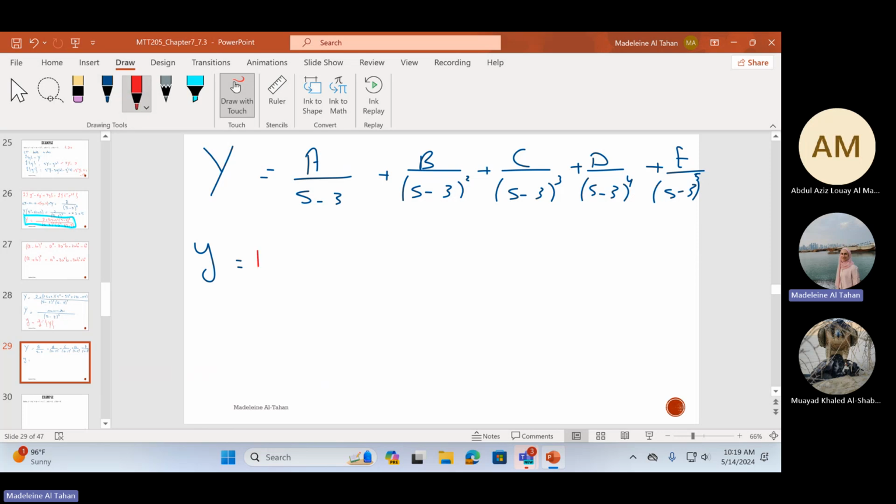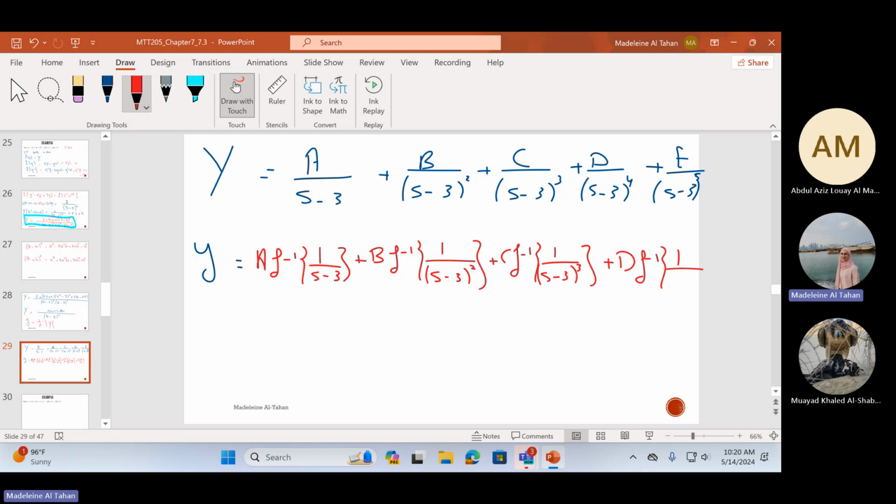Each of these will be A, Laplace inverse of 1 over s minus 3, right? Plus B, Laplace inverse of 1 over (s minus 3) squared, plus C, Laplace inverse of 1 over (s minus 3) cubed, plus D, Laplace inverse of 1 over (s minus 3) to the 4, plus E, Laplace inverse of 1 over (s minus 3) to the 5. I'll be able to find each of them alone now. Are you able to, miss?